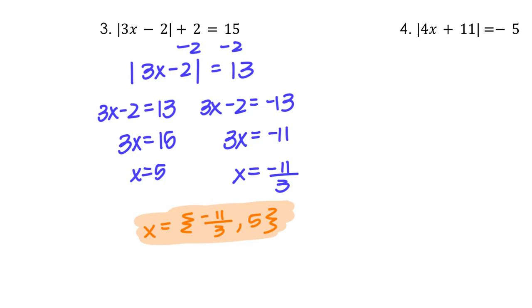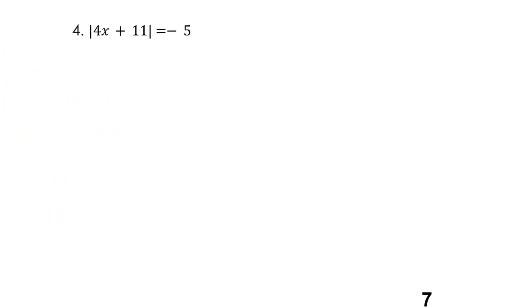So we got 5 and negative 11 over 3. And so once again, you can just leave them separate like that, or if you wanted to write them as a solution set, or if you saw it written like that, that just means that there are 2 answers. Do we have any questions? Okay. Number 4 is a little bit different. Why is it no solution? I have absolute value of 4x plus 11 equals negative 5.